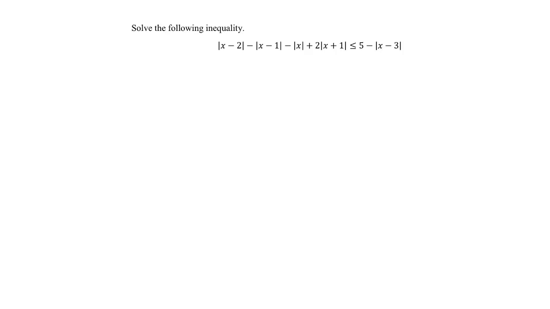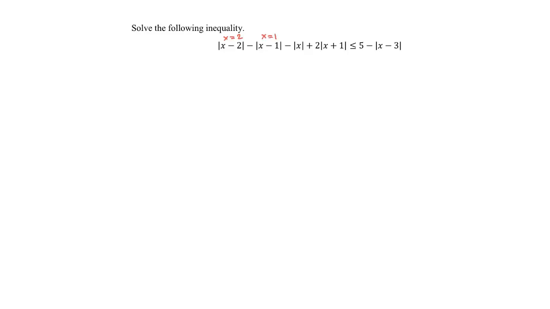Welcome. In this video, we're going to solve the following inequality. The first thing we're going to do is just look at when each of the absolute values in this inequality equals 0. The reason why I want to know when each of them equals 0 is because that's when they're going to have a change of sign.